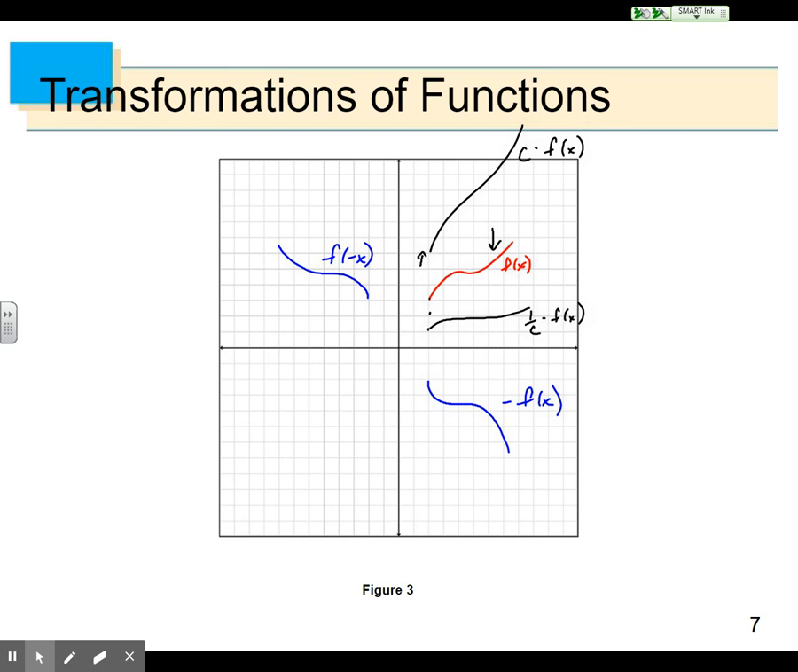I might as well do them all. I'm going to scrunch this in towards the axis. So this green right here would be my f of x. I'm scrunching it in, so it would be f of c times x. Whereas if I was pulling it away from the axis, it would be f of 1 over c times x.